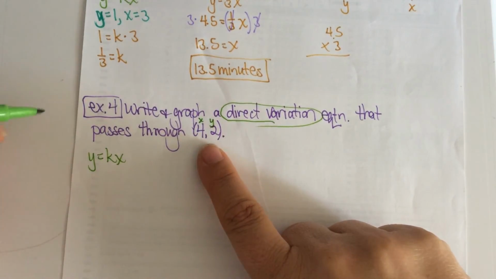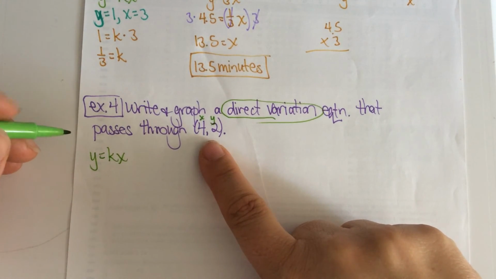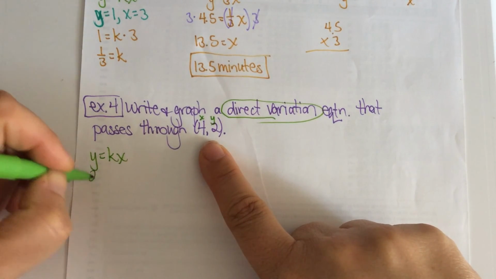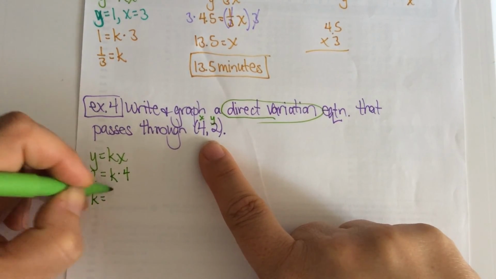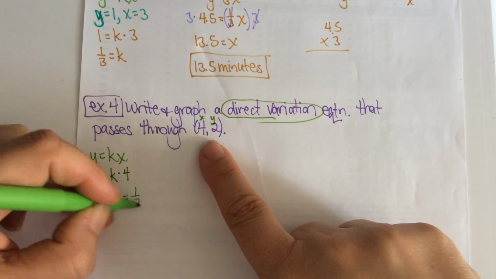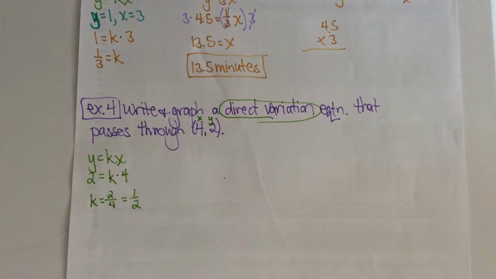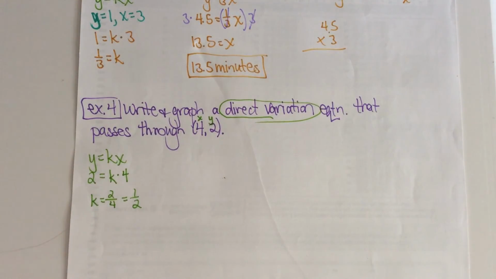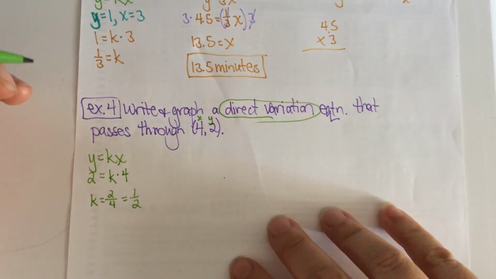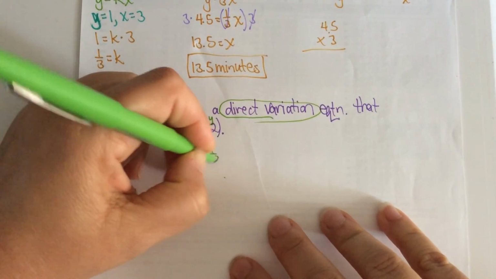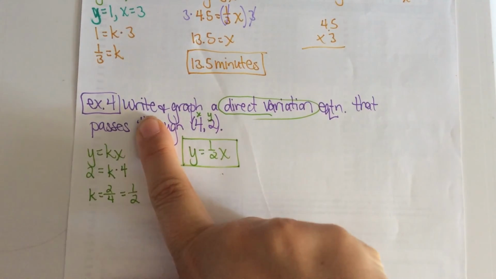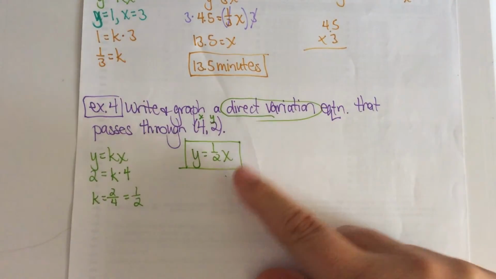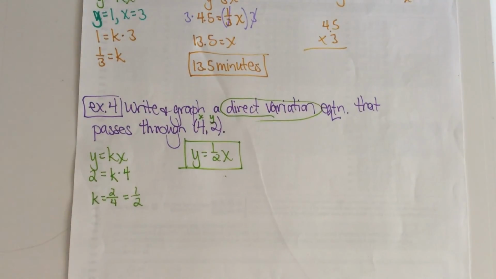So I'm just going to do what I've been doing all along. I'm going to plug in the X and the Y. So 2 goes in for Y and 4 goes in for X. I'm going to divide both sides by 4. And then now I have my K value, and I can write the equation. So that's write a direct variation equation, and then now I need to also graph it.